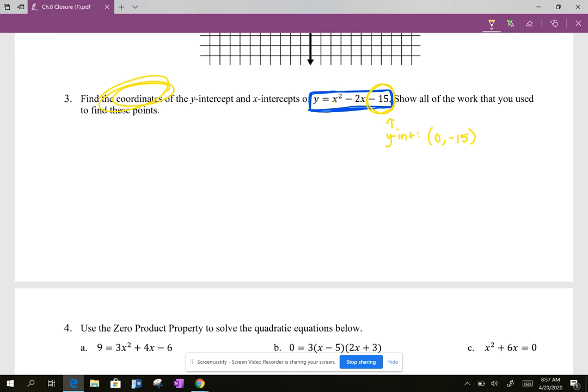Y-intercepts as coordinates are always written as 0, comma, and then the number of where the graph intersects the y-axis. So this is how we would write the coordinate of the y-intercept. To get the x-intercepts without graphing, all you have to do is factor. Okay, so you take y equals x squared minus 2x minus 15. Use a generic rectangle and a diamond to factor. I'm going to do this fairly quickly since we've had a lot of practice doing this so far.